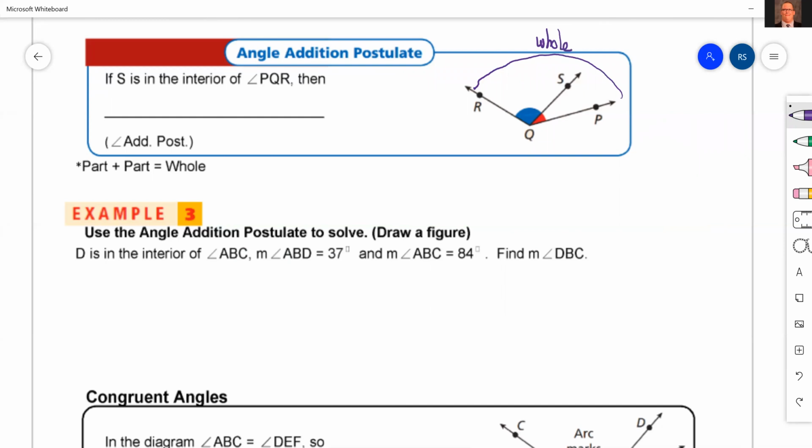What can we say? Well, we can say that angle RQS plus angle SQP is equal to angle PQR. So we have that part plus part equals a whole deal all over again.